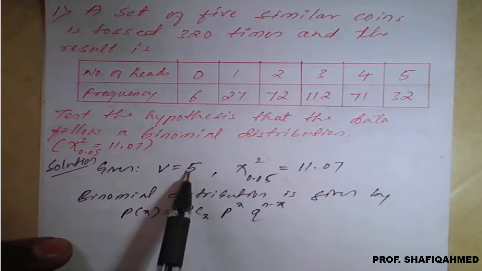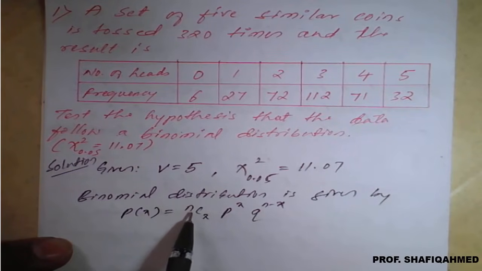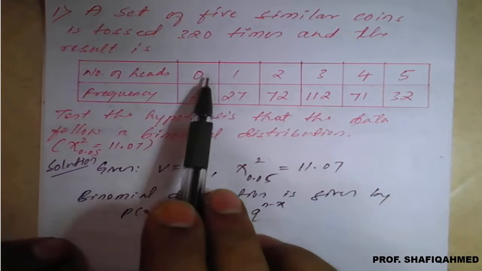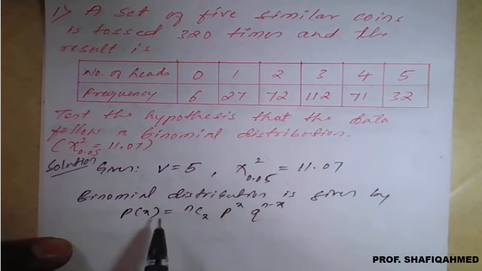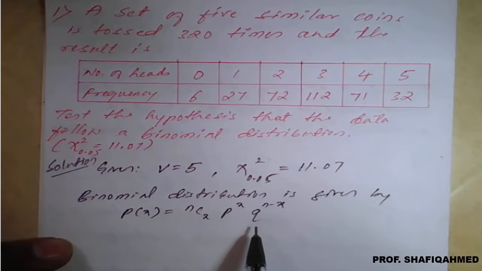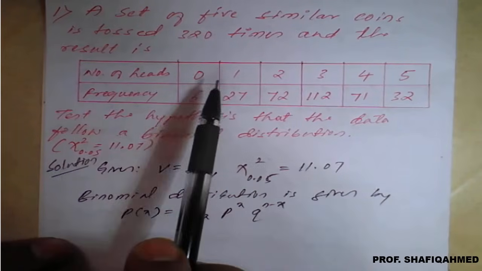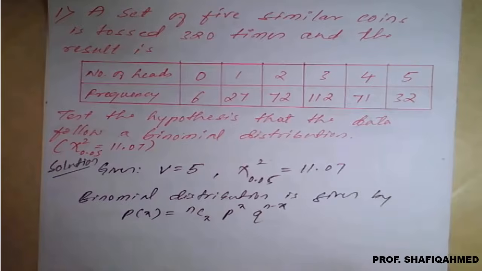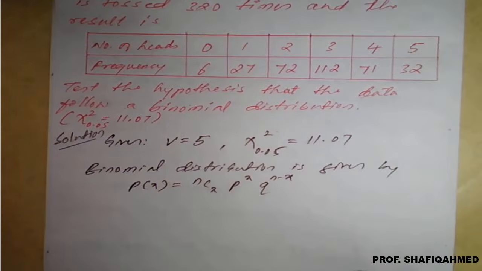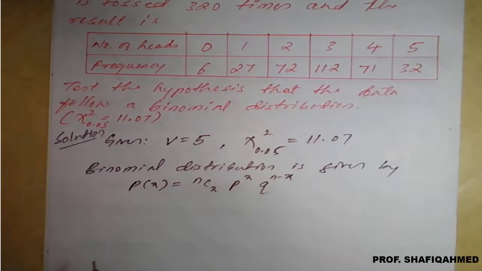So what degree of freedom did we get here? Phi. So that will be applied as the n value. X values are the same, 0 1 2 3 4 5. Now let's see what the p value and q value are. This question is for tossing a coin, and we know that the probability of getting head and the probability of getting tail is 1 by 2.